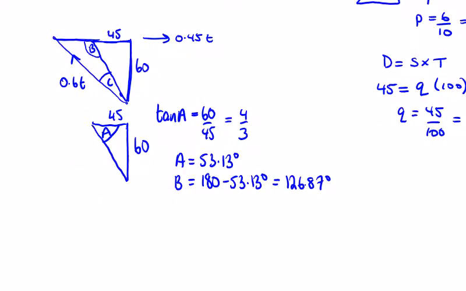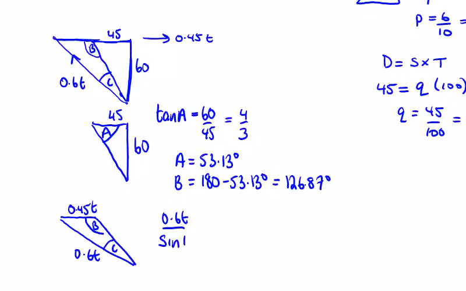So just take that triangle out. It looks something like this. So I have C, I have B, I have 0.45 T and 0.6 T. So 0.6 T over the sine of B, 126.87, is equal to 0.45 T over the sine of C.